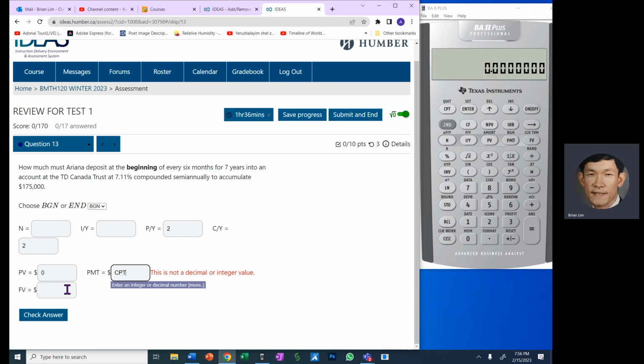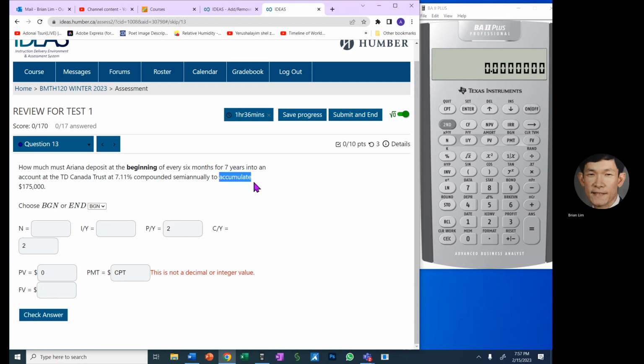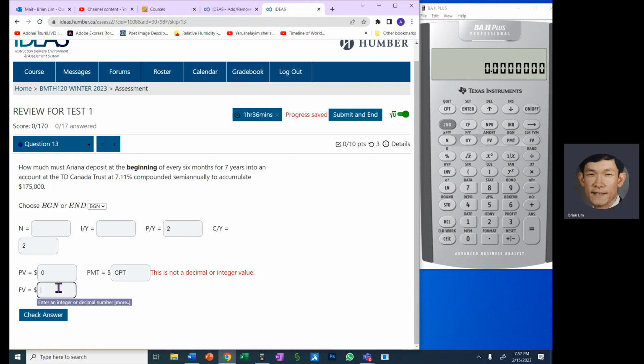The future value should be what? Well, it accumulates 175,000. So this future value here should be $175,000, which we will insert right there. And the interest rate is 7.11, which is this number right up here. Okay, so there we are.